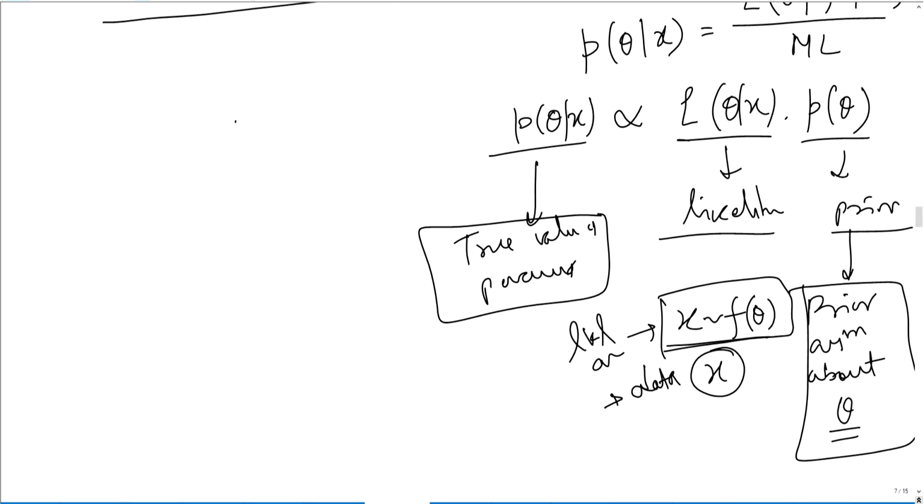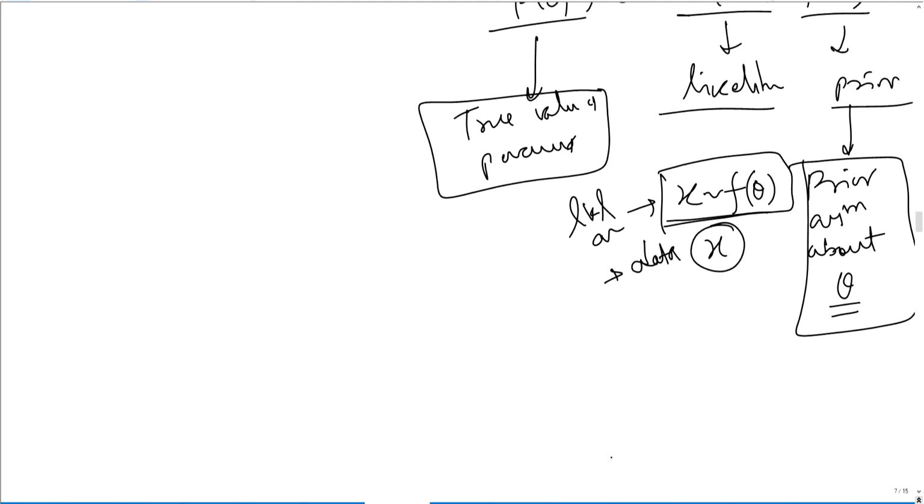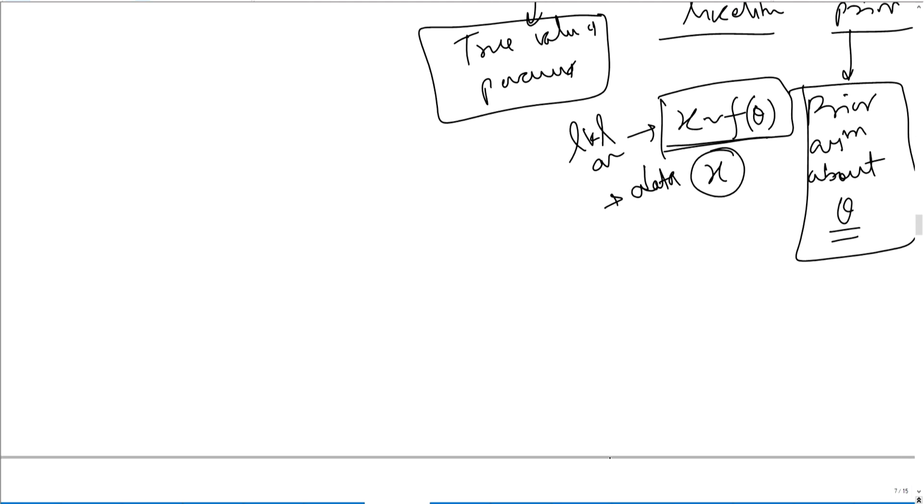So these three things together determine your posterior distribution: your prior assumption about the parameter theta, your likelihood assumption about the data, that is, the underlying process behind the data, and the data itself, what you have actually observed. That will determine what the likely values of theta are. Let us see how it actually comes out in practice.